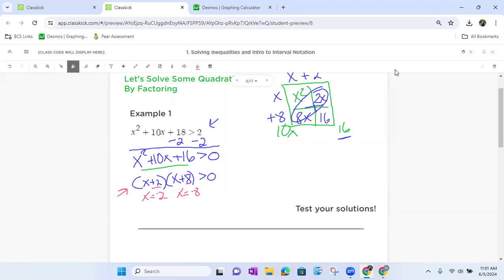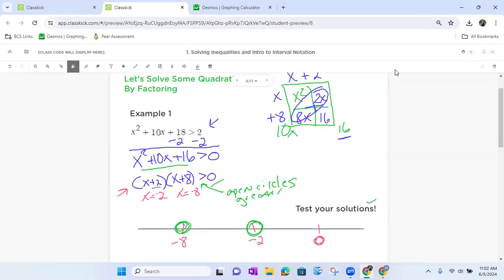So for right now, I'm going to put them on a number line, -8, -2, and I'm going to also put a 0 in there just as a reference. Now, you also remember that because there are no equals, we're going to use open circles. So let's do that. We're going to use open circles at -2 and at -8. And we're going to test our solutions to see where this is true, where it's greater than the value of 0. So where is this equation greater than the value of 0?